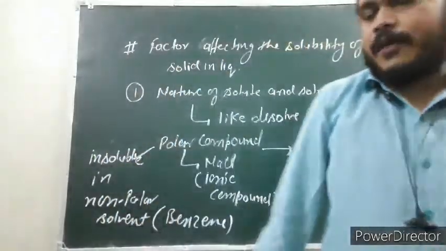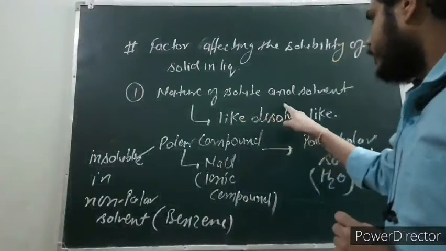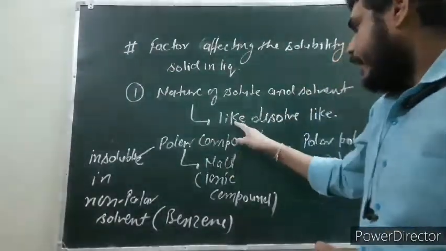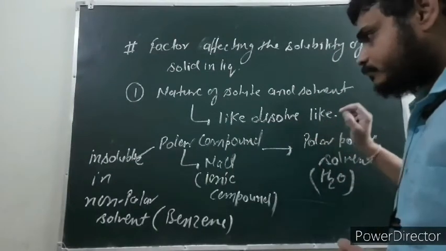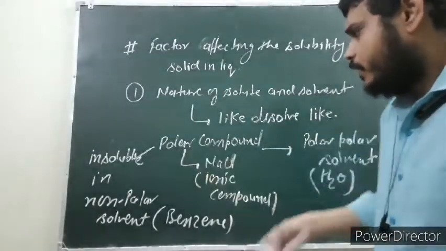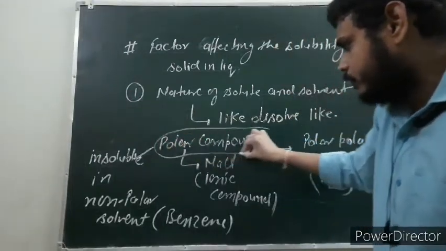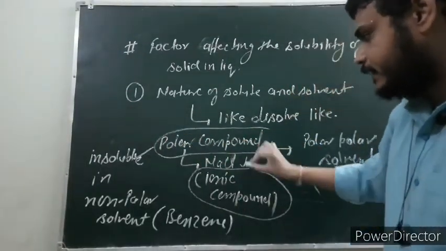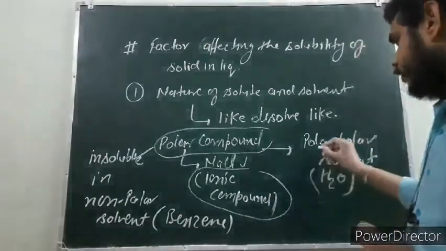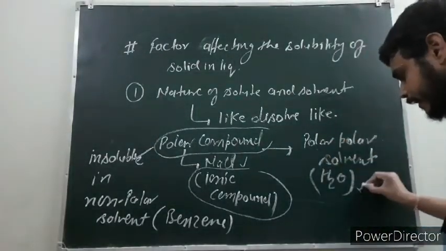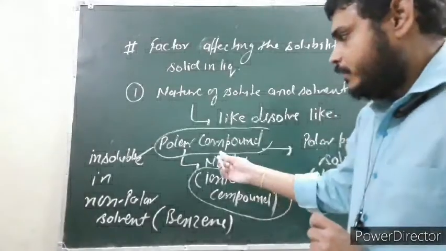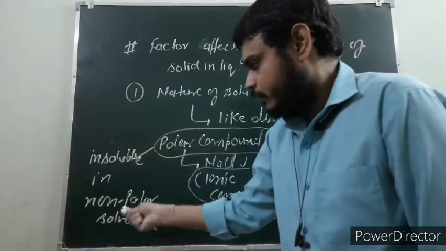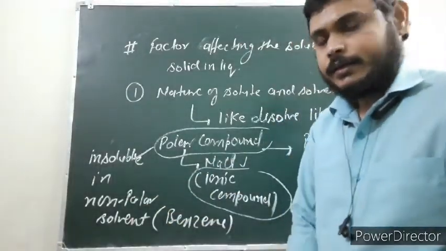The first factor is nature of solute and solvent. This can be understood by like dissolves like. It means that the polar compounds or ionic compounds like NaCl only dissolve in polar solvent like H2O. It means that the polar compound is insoluble in non-polar solvent. Clear?